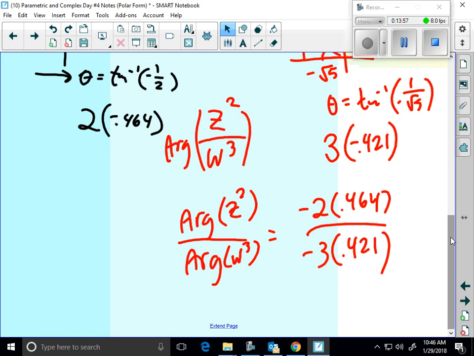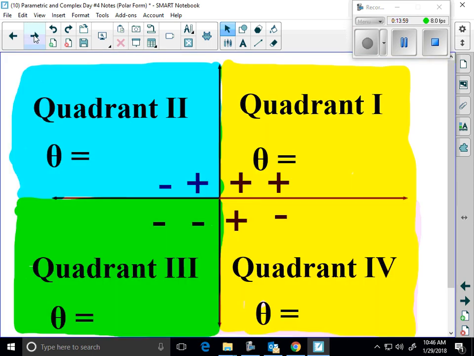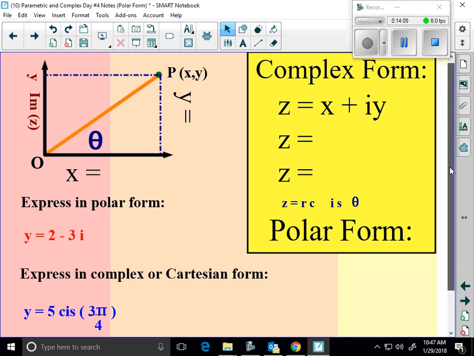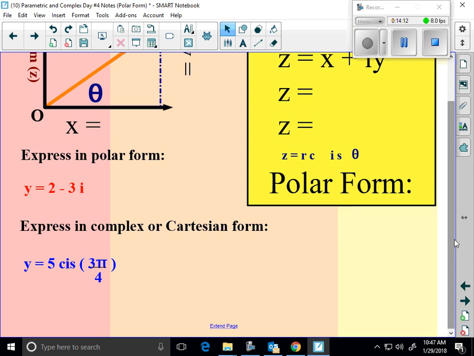Okay, so let's do a couple practical homework questions here. Recall that quadrant 1 is positive, positive, and then all the way around the unit circle. We already talked a little bit about this, but let's put these into polar form. Express this in polar form. Well, what would that look like? That would be y equals some number cis some angle. Let's talk through that for a moment. What would the modulus be?